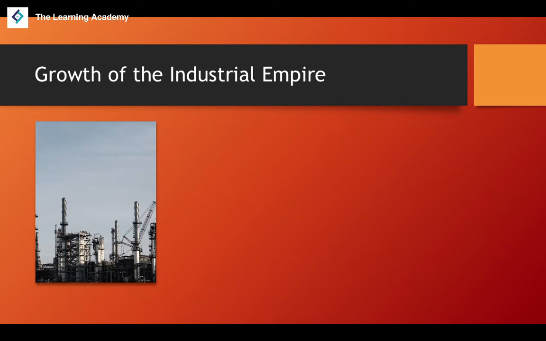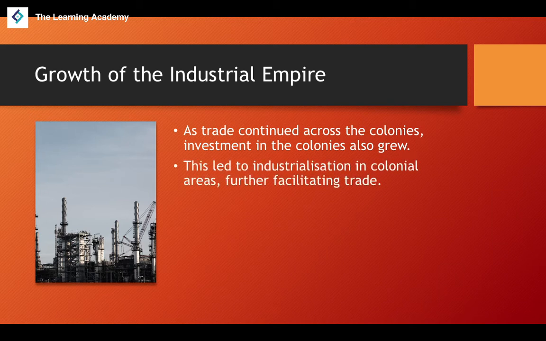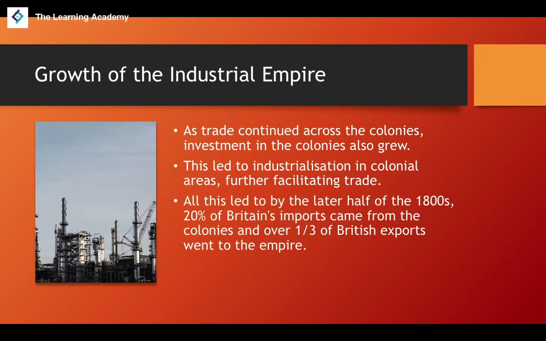Okay, so not only are we talking about the agricultural developments and the quest for raw minerals, but there's also the industrial revolution we've got to talk about. As trade continued across the colonies, what we would find is that investment in the colonies would grow. We would see growing investment, and this led to industrialization in colonial areas, and that would then further trading relations, which would cause more investment, which would lead to further industrialization, and the cycle would continue.